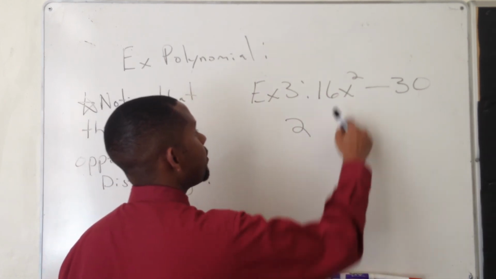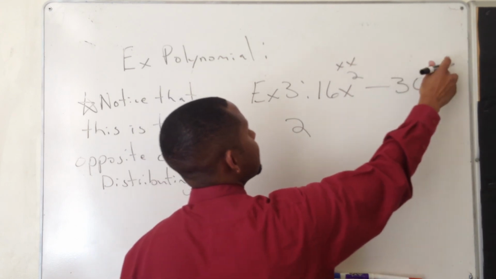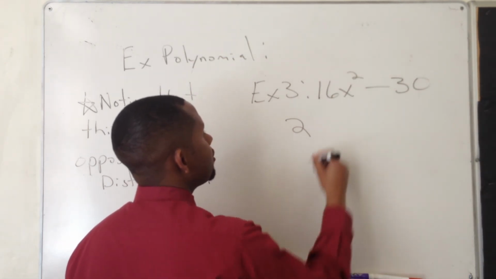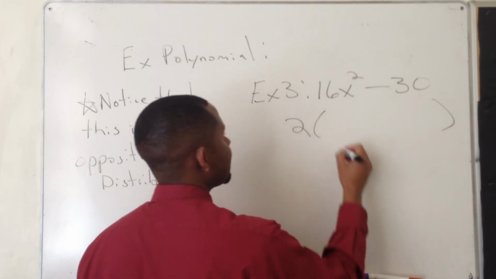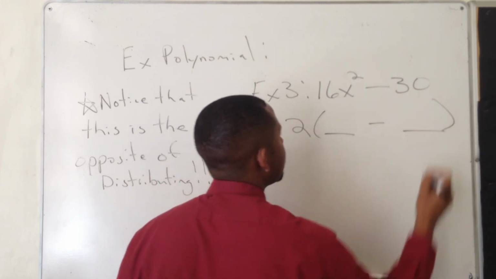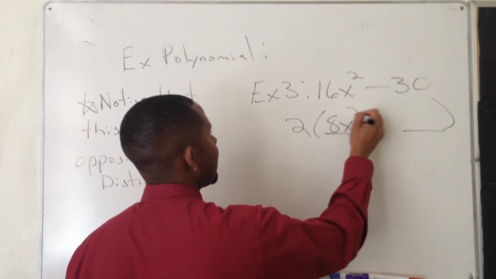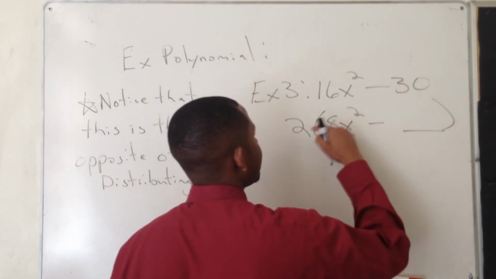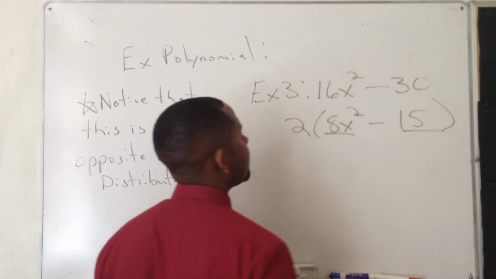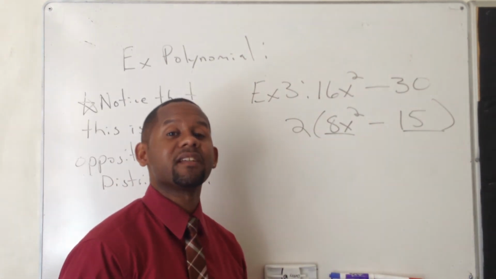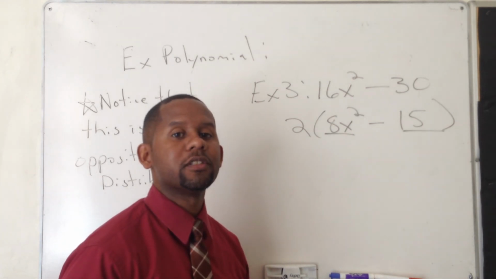So I end up with a 2. This has 2 x's, but this one doesn't have any, so I can't take any x's out. So I'm left with 2. Now what's left? I need 2 terms. 16 divided by 2 is 8. We still have 2 x's there. 30 divided by 2 is 15. This is now factored. So this is basic factoring of polynomials.